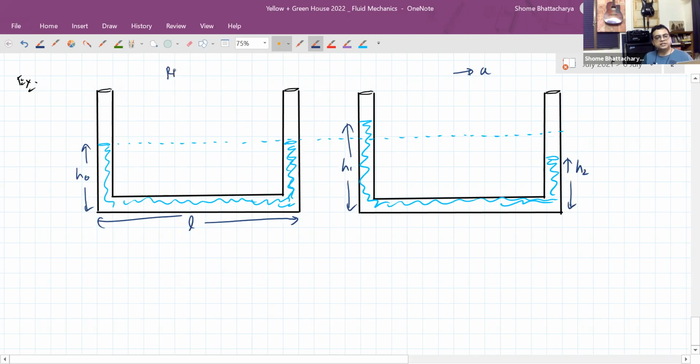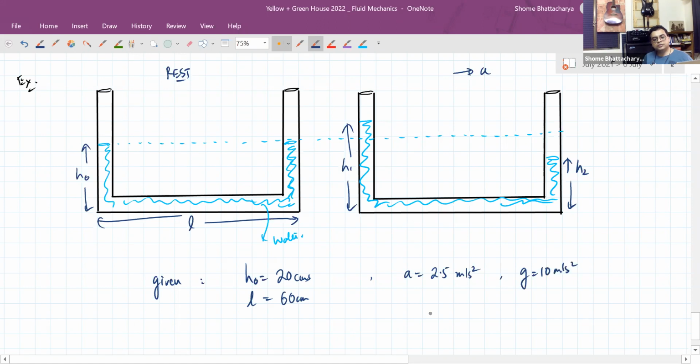Here the U-tube is at rest. This is water. Given that initially this height h0 on both sides, when the U-tube was at rest, was 20 centimeters, and the length of the horizontal part of the tube is 60 centimeters. The acceleration a that we have given it is 2.5 meters per second square. Take g's value as 10 meters per second square. We want to find h1 and h2.